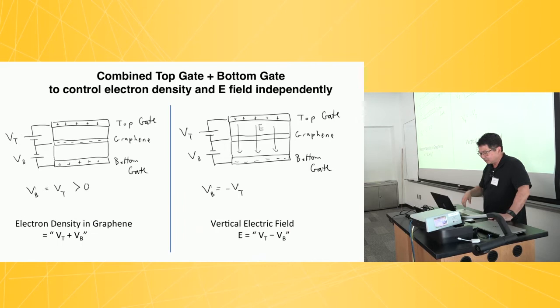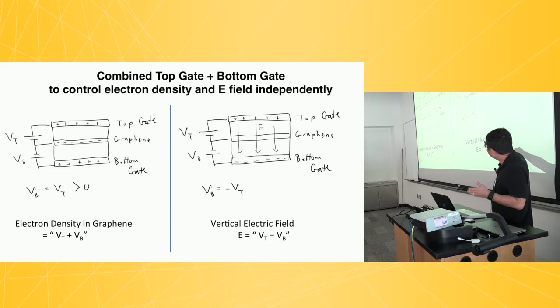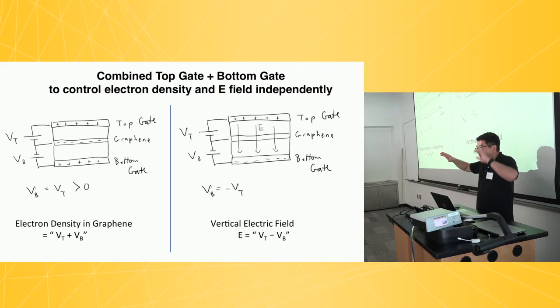And this is kind of nice. One thing you could do if you have two gates, like a top gate and a back gate, is two separate things. One is that you could change the electron density of graphene. If you put the same voltage on top and bottom, then you're going to be changing the electron density of graphene. But if you put opposite voltages on, modulo dielectric constants and thicknesses, you can get these vertical electric fields. So you can independently tune the carrier density and the electric field. And this can be super cool.